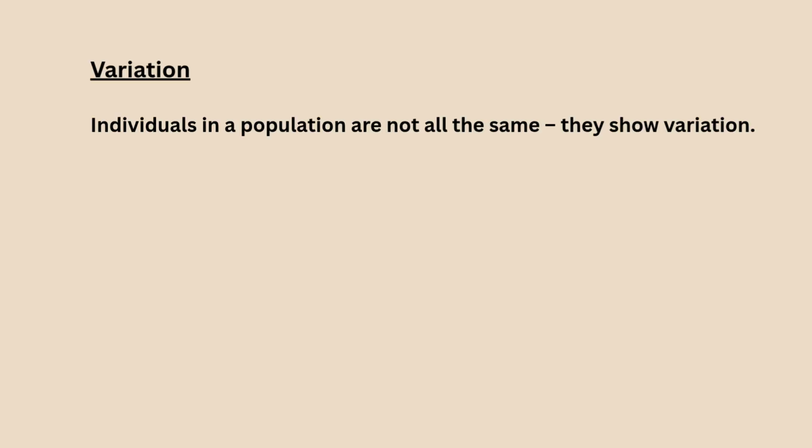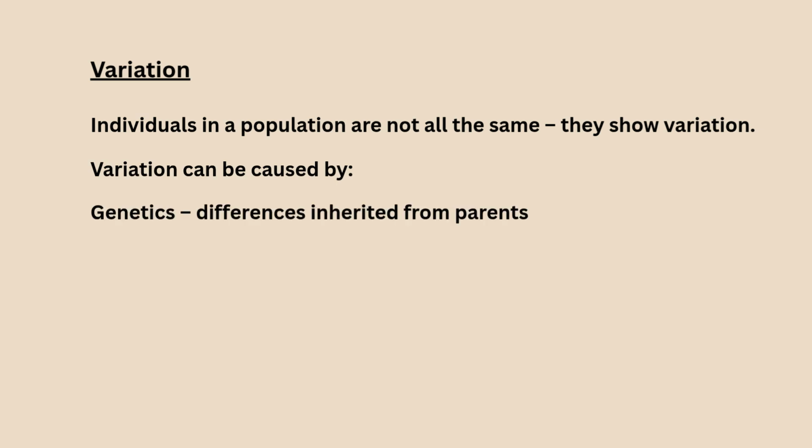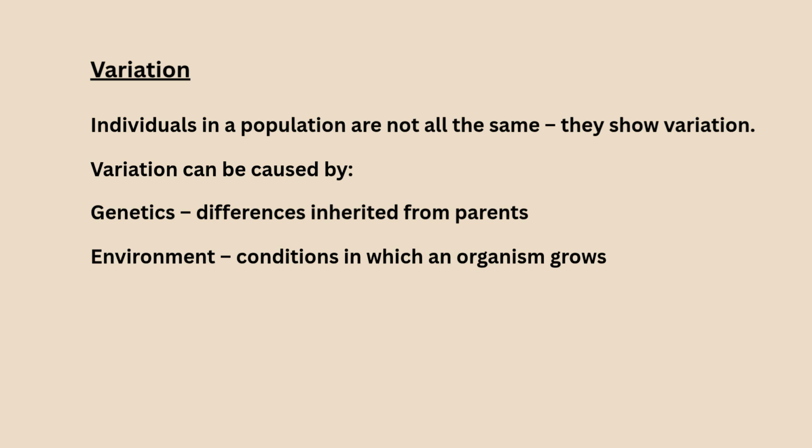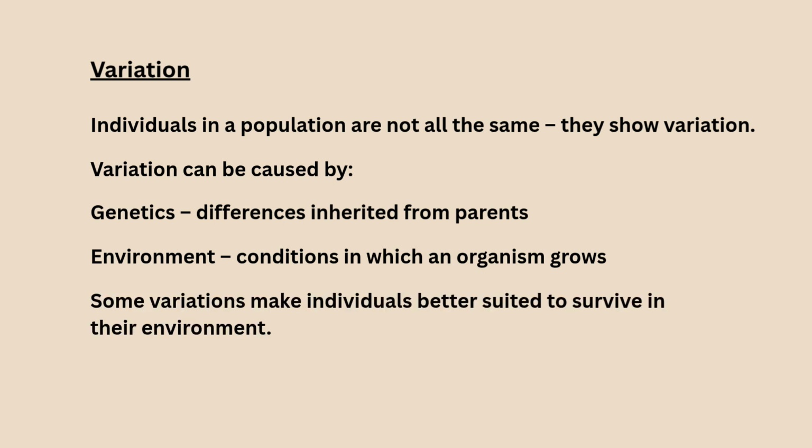Variation. Individuals in a population are not all the same. They show variation. Variation can be caused by genetics, so differences inherited from parents, or the environment, so the conditions in which an organism grows. Some variations make individuals better suited to survive in their environment.